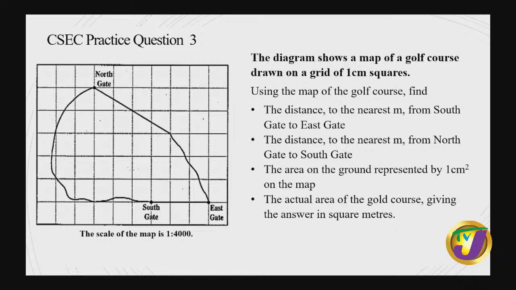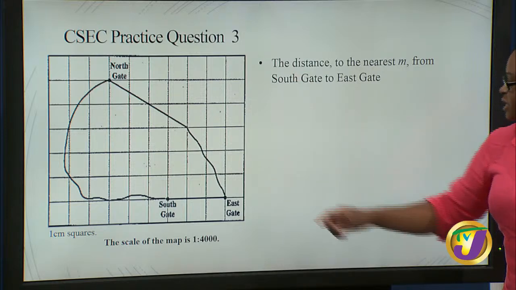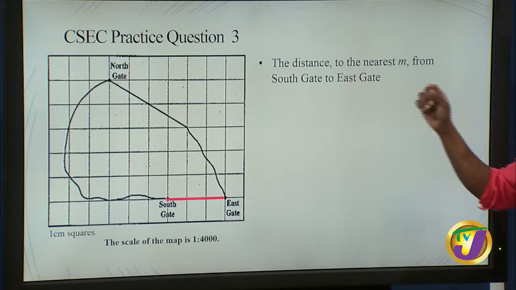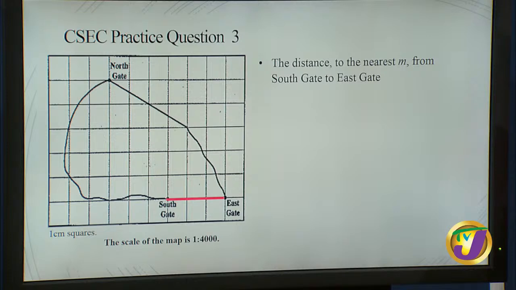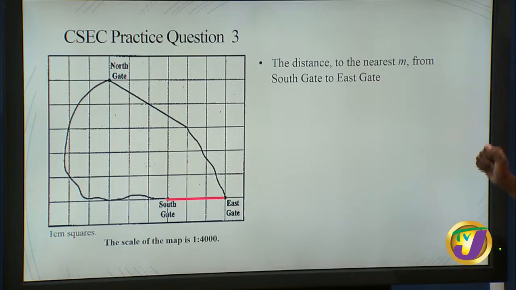So let's look at these. The first thing is to identify the scale, and the scale is 1 centimeter to 4,000 centimeters. We understand the unit on the grid. We are trying to find the distance from south gate to east gate, so we identify the locations on the map. We could go ahead and just count what's there: 1, 2, 3 units on the map, and we need to give this distance to the nearest meter.